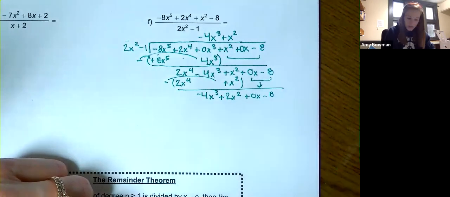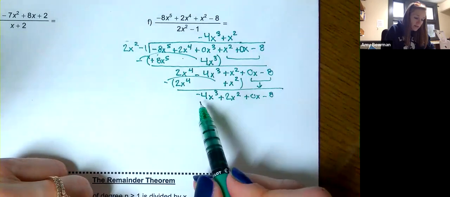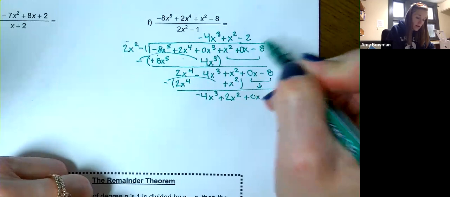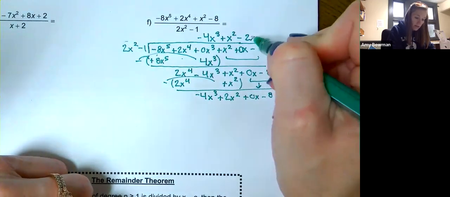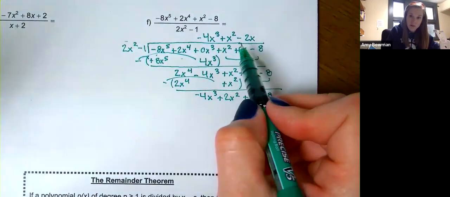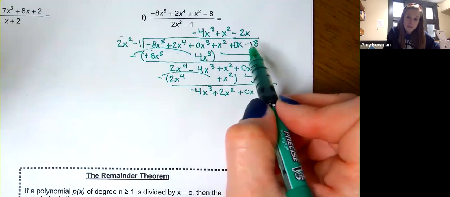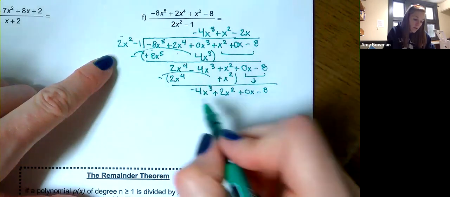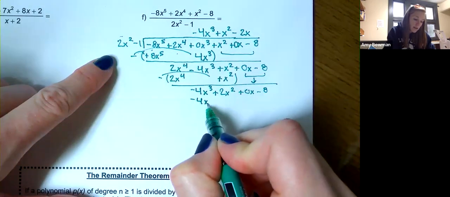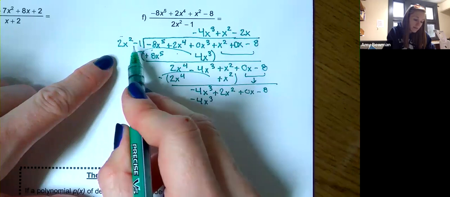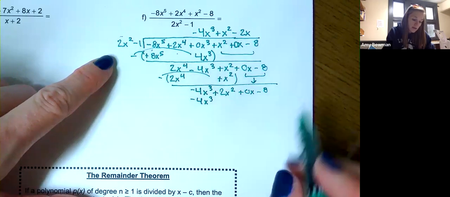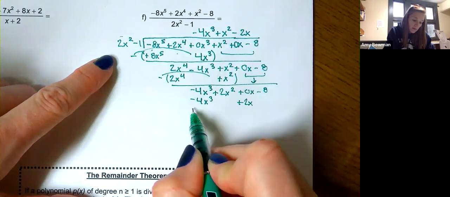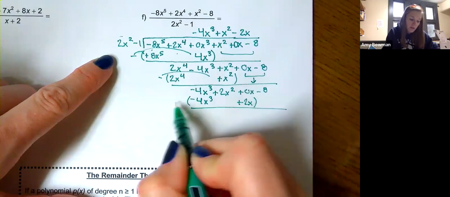Okay, now we continue. 2x squared times what is negative 4x cubed? That's going to be negative 2, and then x squared times x is x cubed. So the next term here is negative 2x. Take the negative 2x, multiply by the entire divisor. So that's negative 4x cubed. And then negative 2x times negative 1 is positive 2x. So again, it goes over here under my x term. And we're going to subtract that away to see what's remaining.